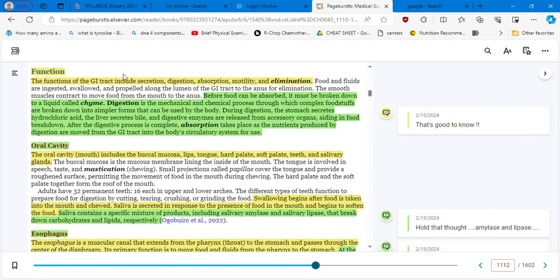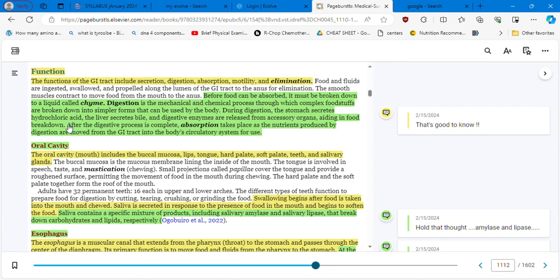The functions of the GI tract include secretion, digestion, absorption, motility, and elimination. Before food can be absorbed, it must be broken down to a liquid called chyme. Digestion is the mechanical and chemical process through which complex foodstuffs are broken down into simpler forms that can be used by the body. During digestion, the stomach secretes hydrochloric acid, the liver secretes bile, and digestive enzymes are released from accessory organs, aiding in food breakdown.